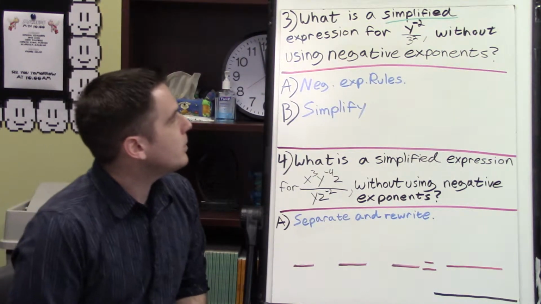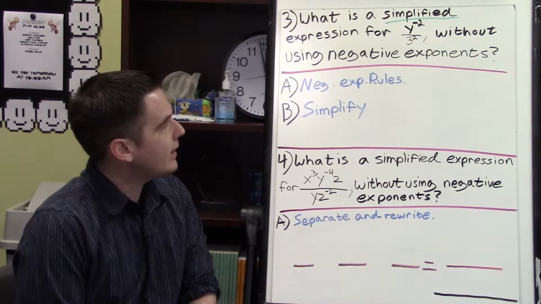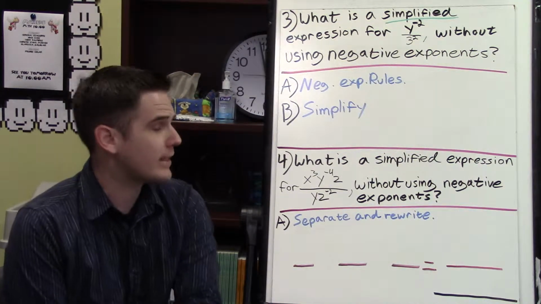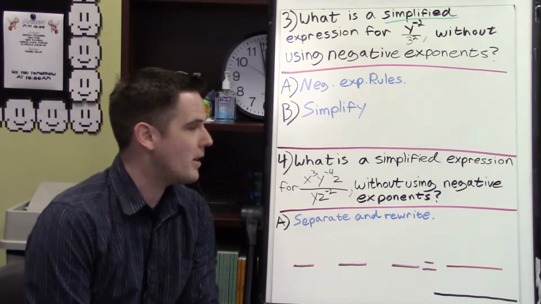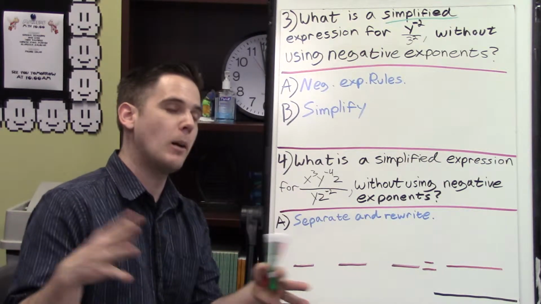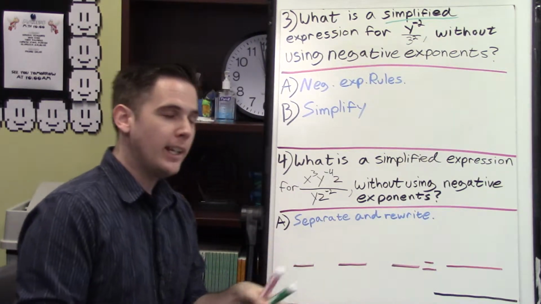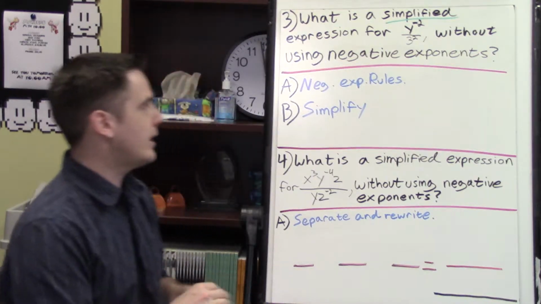3. What is a simplified expression for y to the negative 2 over 3 to the positive 2 without using negative exponents? Slightly insulting because, duh, why would you use negative exponents? We know that. But whatever, I'll just take it as a compliment, like they're trying to help you and give you a quick reminder. But seriously, you should be going, duh, no negative exponents.